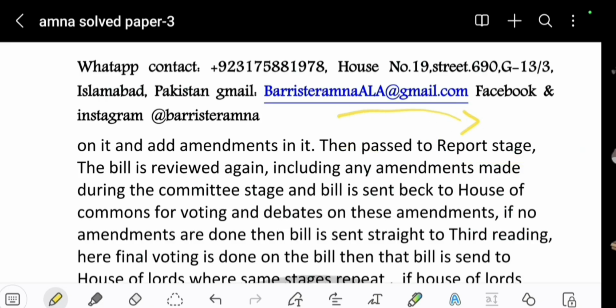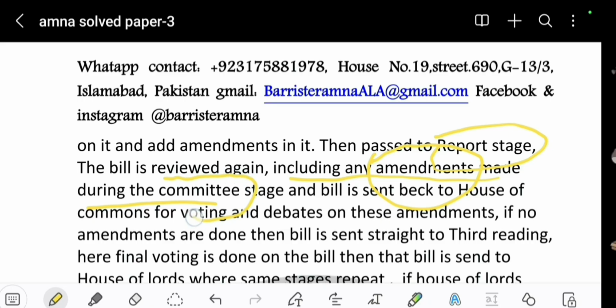So when it reaches the reporting stage, the bill is reviewed again. It had been reviewed earlier, but once it reaches the reporting stage, it should still be reviewed again. Review means checking the bill again, checking all the clauses again, debating on it again, voting on it again. So the bill gets reviewed, debated and voted on at the report stage again, including any amendments made during the committee. Here all the clauses and everything get checked, even those amendments that were made in the committee stage.